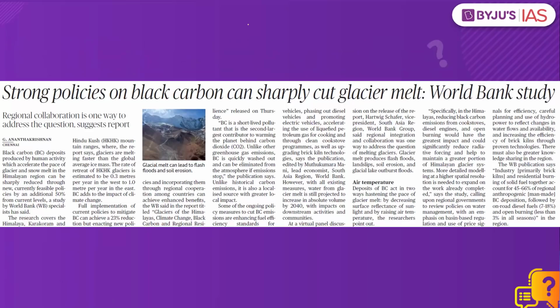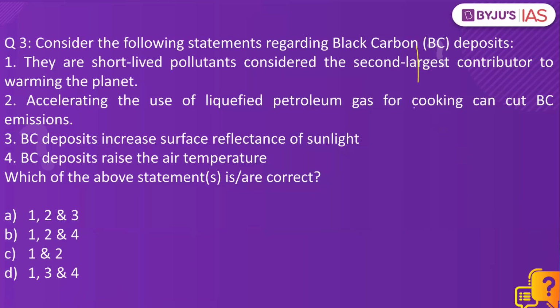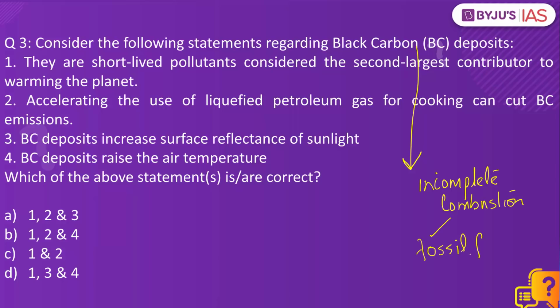And what is the context? Again, today's The Hindu newspaper. Strong policies on black carbon can sharply cut glacier melt, says the World Bank study. What are these black carbon deposits? These are formed through incomplete combustion of fossil fuels, biofuel and biomass. They're basically short-lived pollutants, which are considered the second largest contributor to global warming. And you would know the largest contributor to global warming is carbon dioxide.